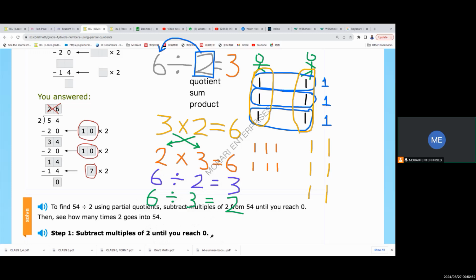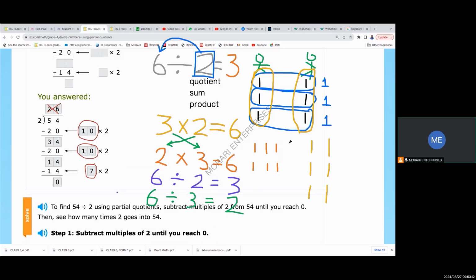Now, but if you simply ask yourself, how many 2's are in 6, it will be 3, you see? And you'll not be confused. And then if you ask yourself, how many 3's are in 6, the answer will be 2. And you have it here.